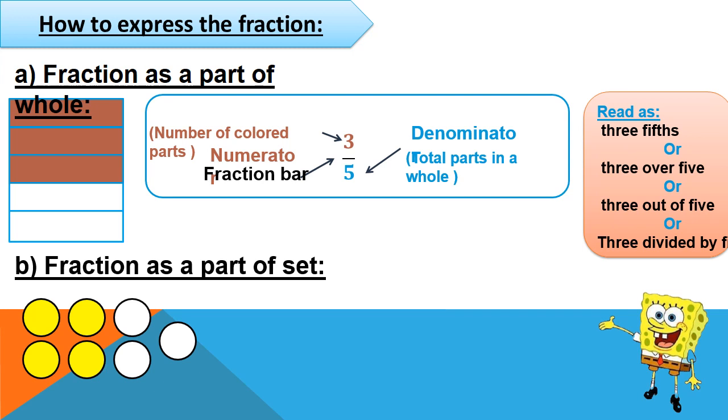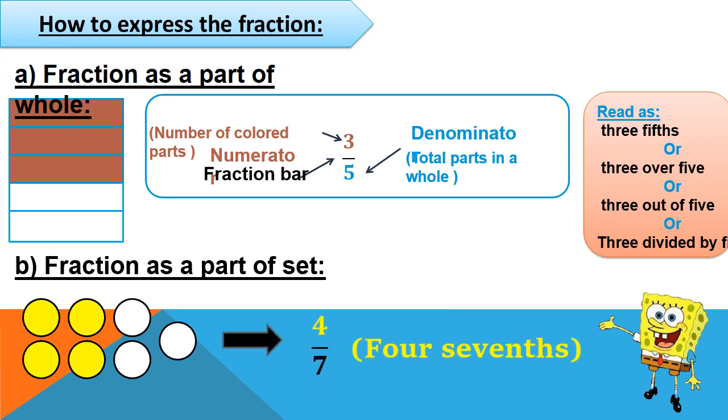What should I write up? Here we said we write on the top the number of colored parts. I want to know the fraction of yellow. So in the top, in the numerator, I will write how many yellow balls. 1, 2, 3, 4. So I will write 4. 4 over what? The total parts.